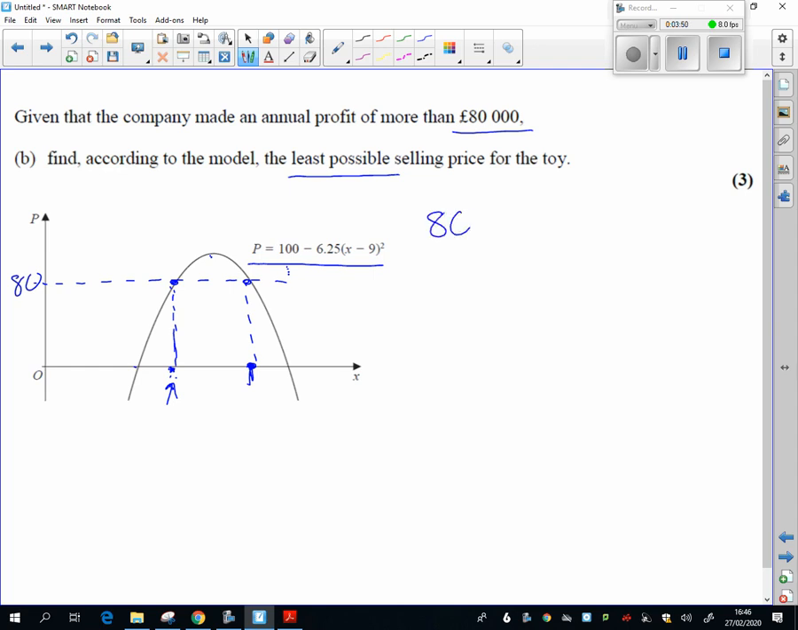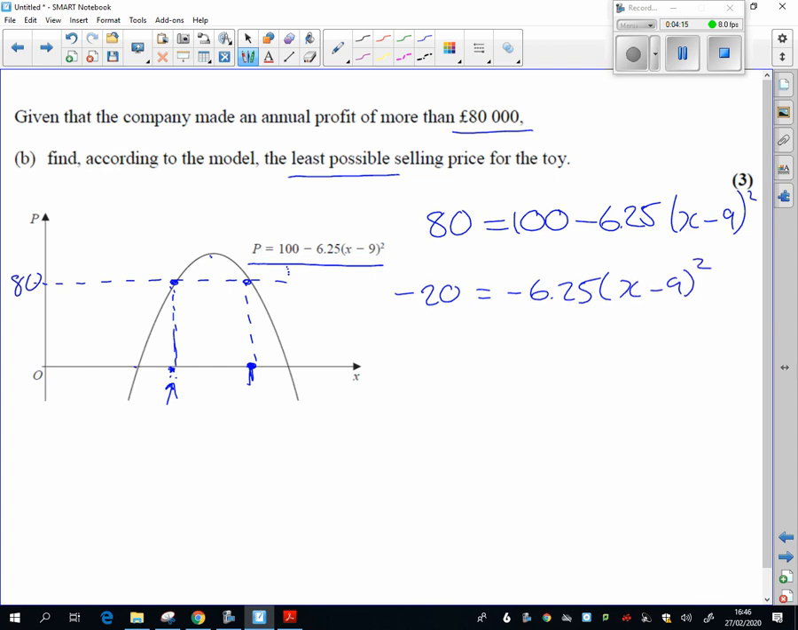Well, I'm going to solve it as an equation to start with. So when does the profit equal 80,000? And that's when P equals 80. So I could expand those brackets out, but actually it's going to be much easier if I just minus the 100. If I divide by the minus 6.25, just be really careful with the signs there, so they're both minuses. So that'll end up as a positive.